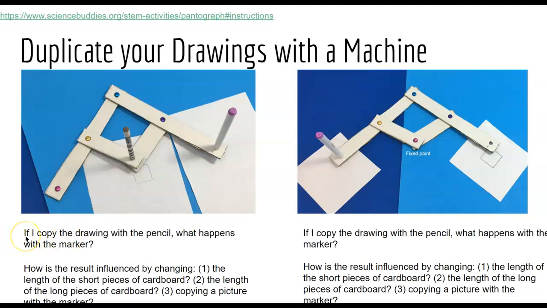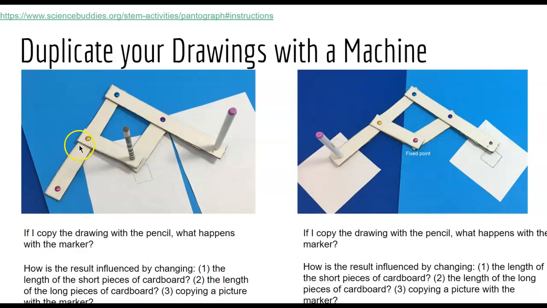So the question becomes, once kids build the pantograph, if I copy the drawing with a pencil, what happens with the marker? And once students do that and look at what happens and maybe make measurements so they can get into the idea of the scale factor, ask students how the result might be influenced by changing different pieces, right?